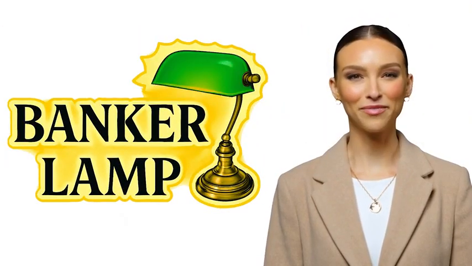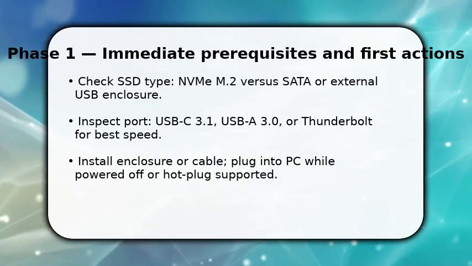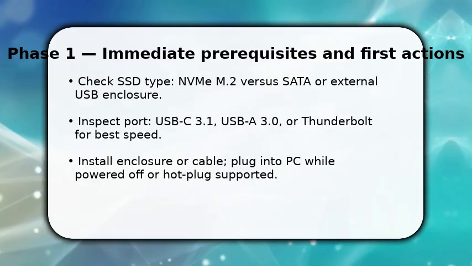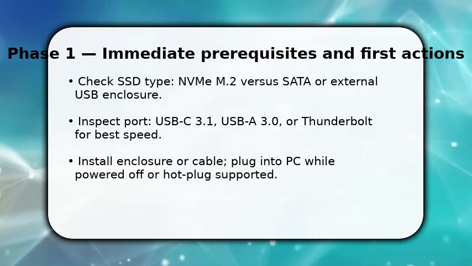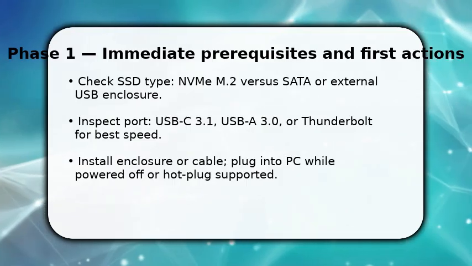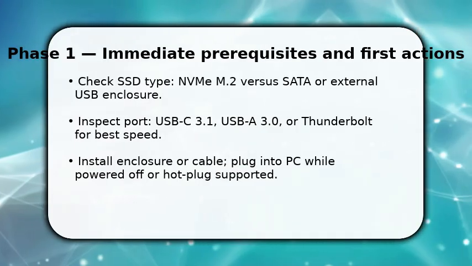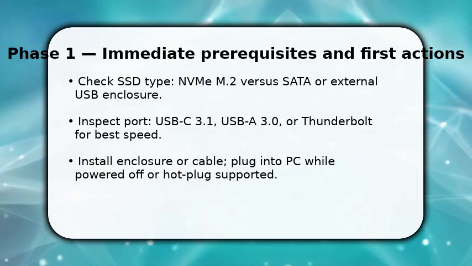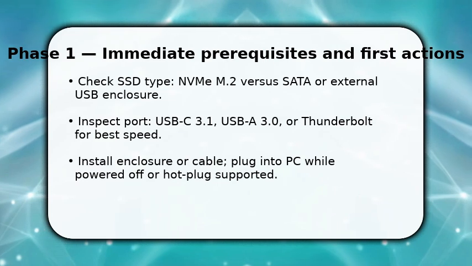Please enjoy the video. You start by confirming compatibility and gathering parts. You need to know whether the drive is NVMe, SATA, or a pre-built external SSD, because interface determines speed and adapter choice. Plug the SSD into its enclosure or attach the cable. Once done, connect to the appropriate PC port, USB-C or Thunderbolt if available, so you get full throughput. Make sure the PC is on if it supports hot plugging. Otherwise, power down, connect. Then boot to let firmware detect the device.